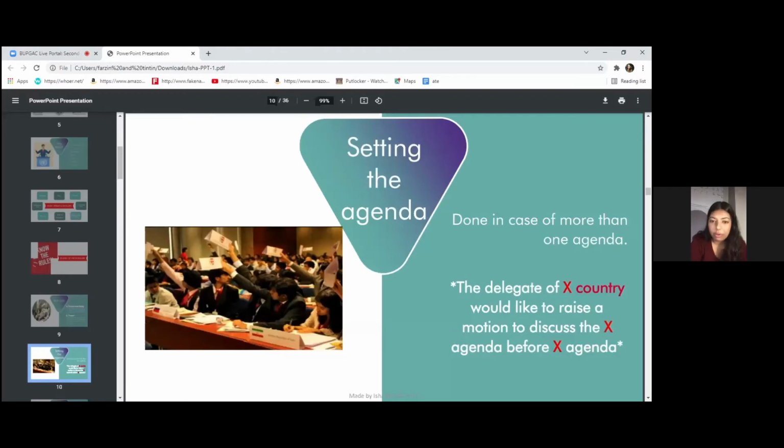In this scenario, the importance is given to the agenda of technology more than the agenda of education. I'm just giving an example; you can do vice versa as well. It depends upon what kind of agenda you have and the necessity or priority you should keep. So you raise a motion to set the agenda. Next slide.